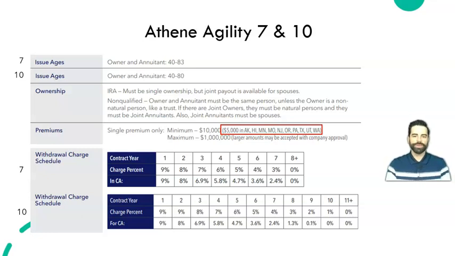Premiums, the minimum is $5,000 in the state of Texas, as you can see here. And then the withdrawal charge schedule for the 7 is a 7-year withdrawal charge surrender starting at 9, going all the way down to 3, and then in year 8 you can see it is 0. For the 10, it's 10 years, and it goes from 9 all the way down to 1, and then in year 11 it is 0.